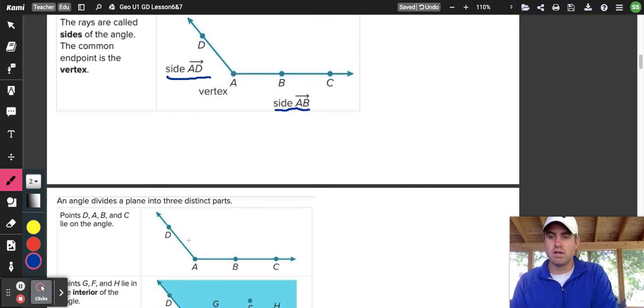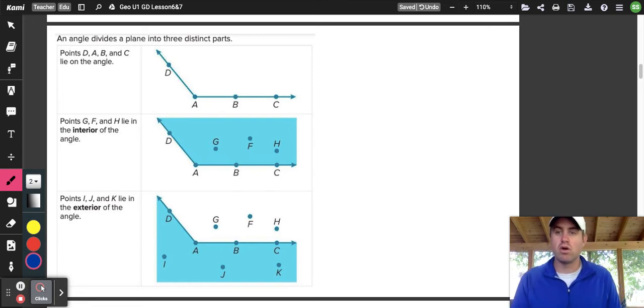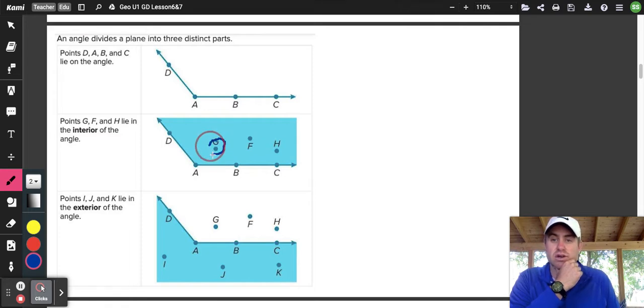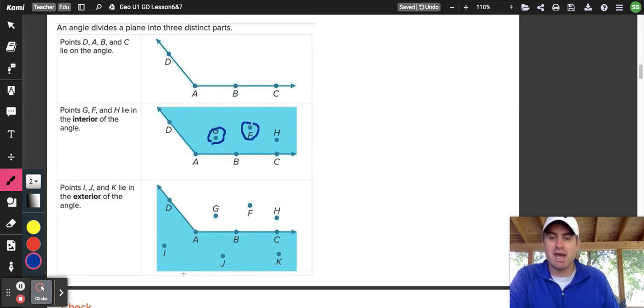All right, moving on. So we have portions of angles. A, D, B, and C in this top all lie on the angle. In the bottom here, G, F, and H are interior to the angle. So these are interior, on the inside of angles. And then I, J, and K are exterior to the angle because they are outside of the angle being formed.